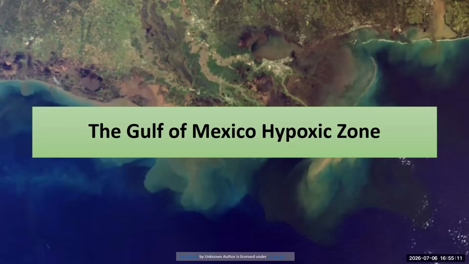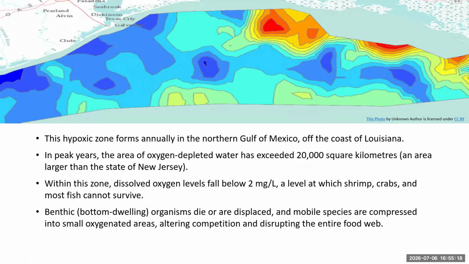The Gulf of Mexico hypoxic zone. This is one of the world's best known examples of hypoxia, that is the Gulf of Mexico dead zone. Every year, a massive low oxygen area forms off the Louisiana coast, becoming so large in some areas that it covers over 20,000 square kilometers of area.